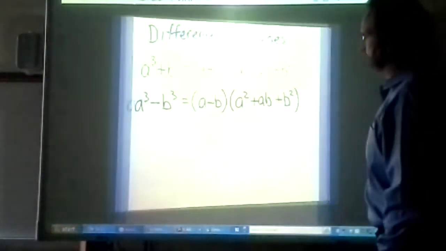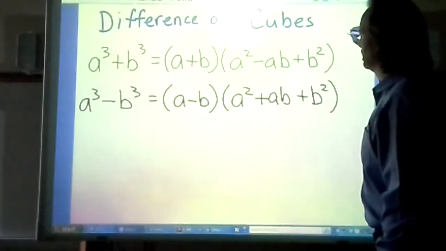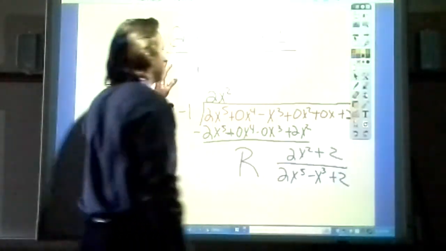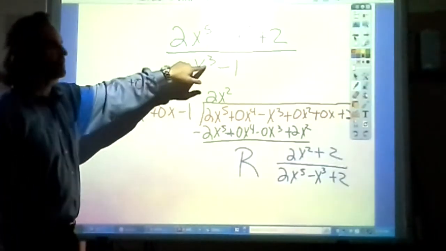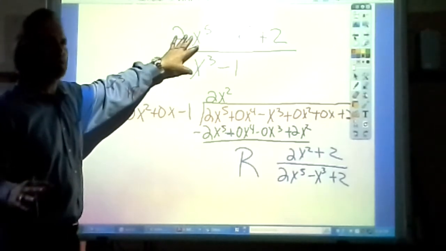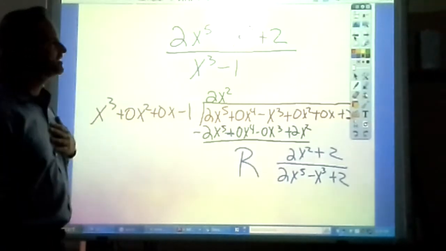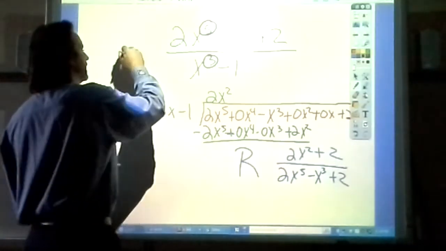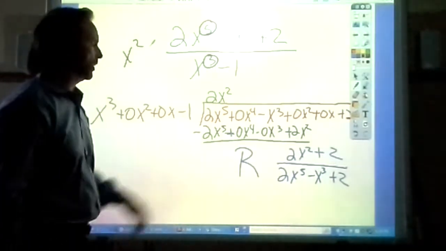Notice, oh, this one here, sorry. Okay. Now, notice this, bigger, 2x to the 5th, x to the 3rd. Bigger on top, no horizontal asymptote. But notice, what's the difference in degree? 5 and 3. That's going to be x squared when I divide this out.